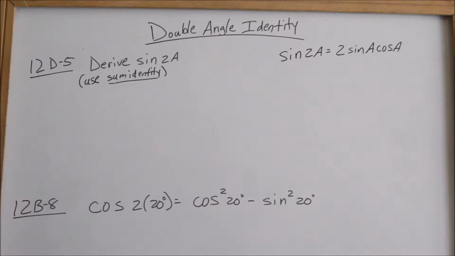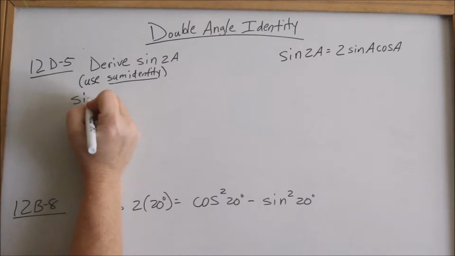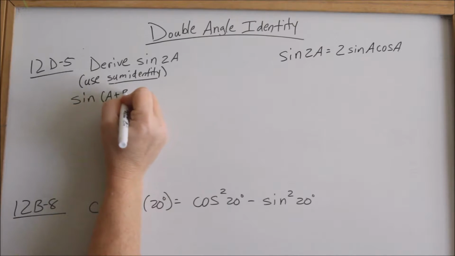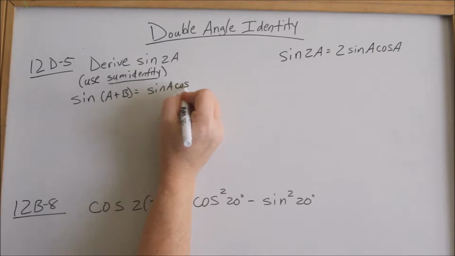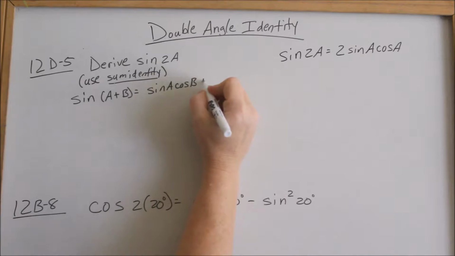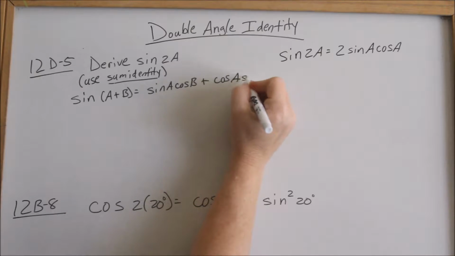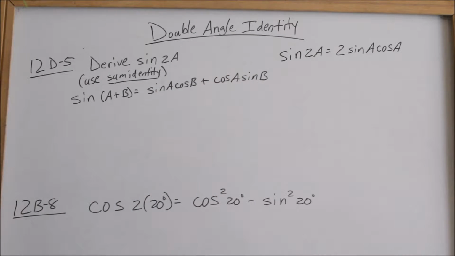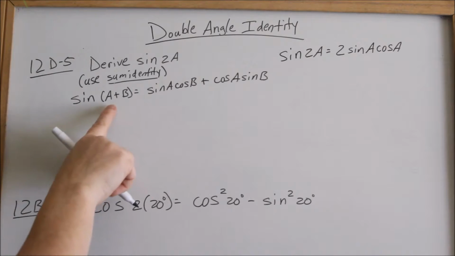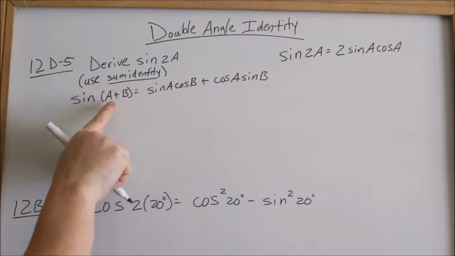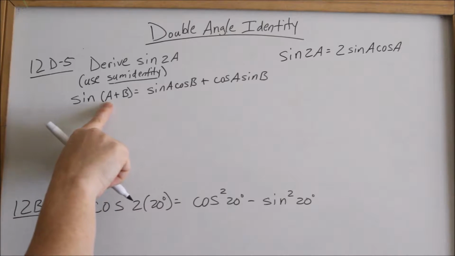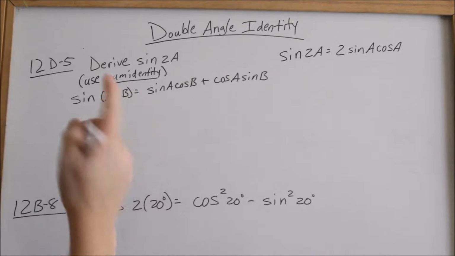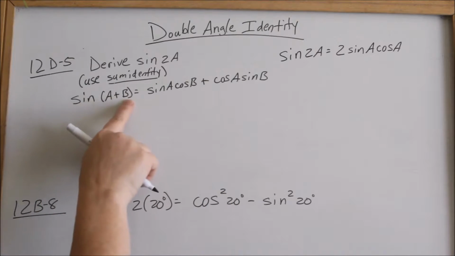So the sum identity for sine is sine of a plus b equals sine of a times cosine of b plus cosine of a times sine of b. Well, what if both of these were the same angle? The fact that one is a and one is b implies that they're two different angles. Like that could be 30 degrees and that could be 45 degrees. Okay, what if they were both 30 degrees?